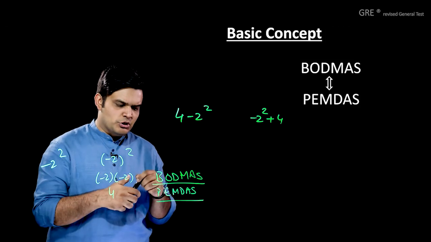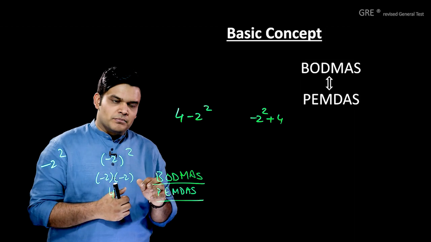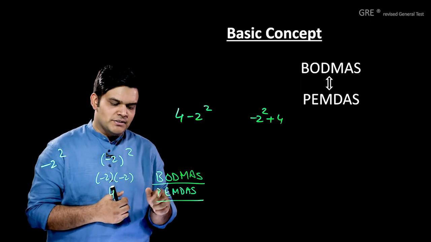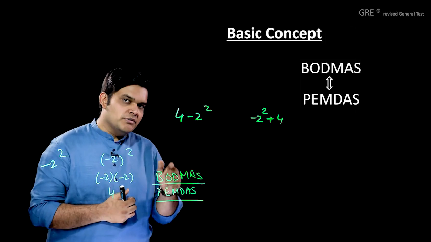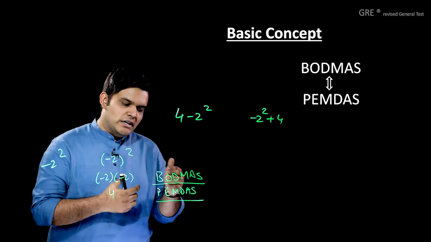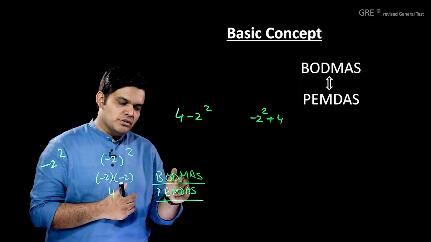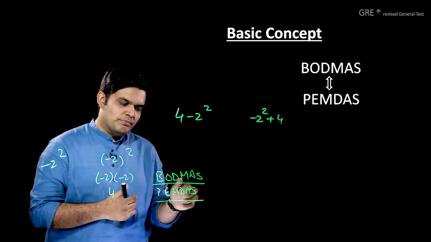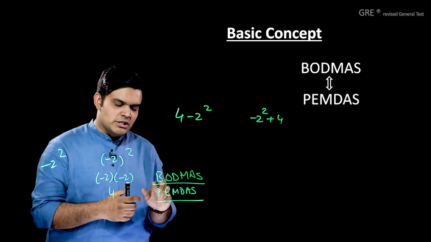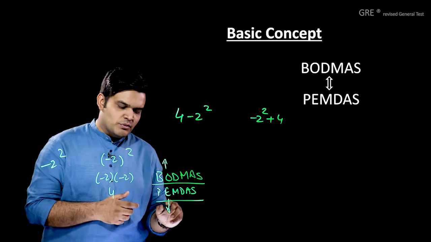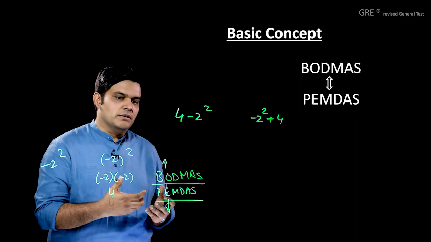What exactly is the difference in the two? They're exactly the same. The only difference is words. Here we're writing brackets, here we're writing parentheses. So brackets, order, division, multiplication, addition, subtraction, and here we have parentheses, exponents, multiplication, division, addition, subtraction. That's how the difference is, nothing else. Which means if you can see, this is what we have as order and this is what we have as exponent, which is indirectly the same thing.